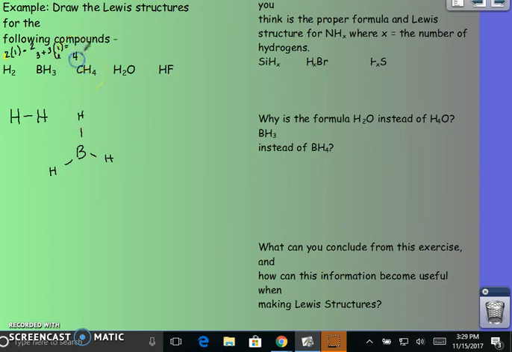So carbon is 4, and hydrogen has 1 valence electron, but there are 4 of them. So, of course, that's going to be 8 valence electrons. And so you have carbon, and then you have your hydrogens. Okay, very good. And then we have water. So water, there are 2 hydrogens, and each of those hydrogens has 1, and then oxygen is in group 6. And so that's going to give me 8 valence electrons.